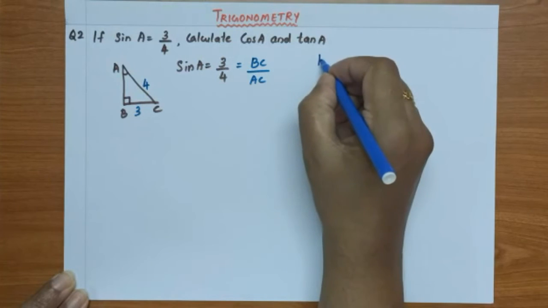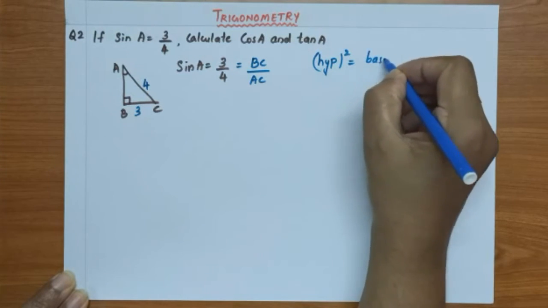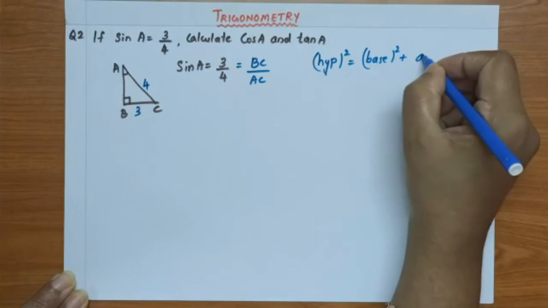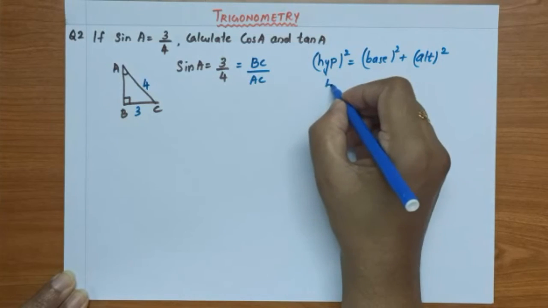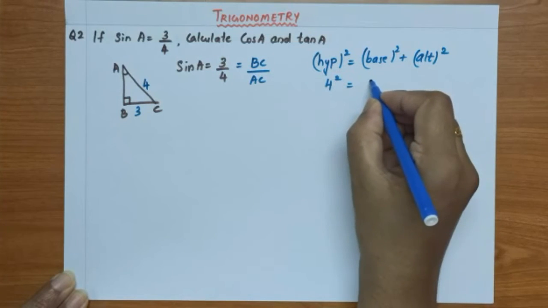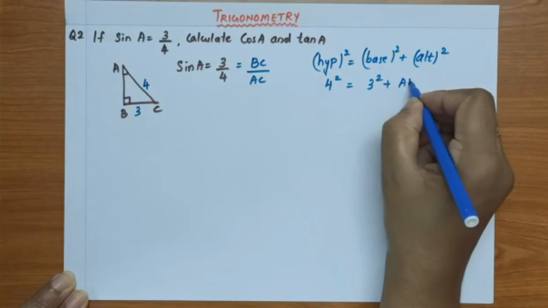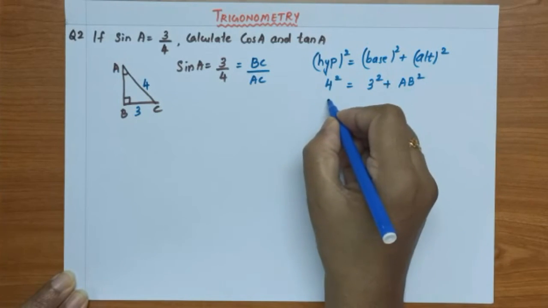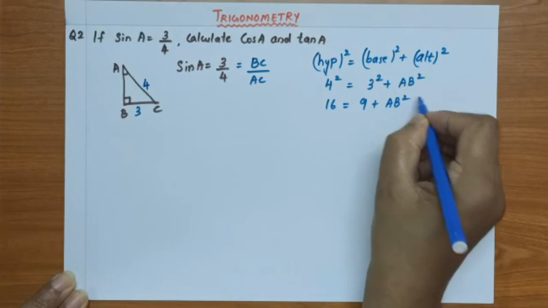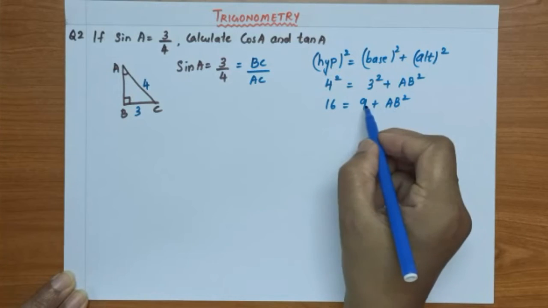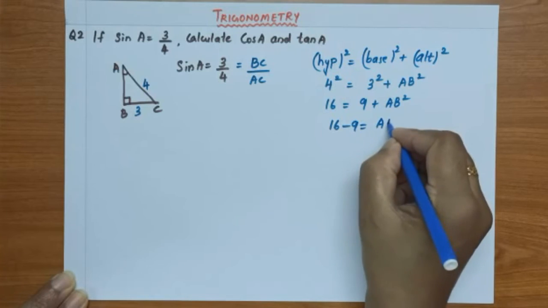So for finding adjacent side, we can use Pythagoras theorem. That is hypotenuse square equal to base square plus altitude square. So hypotenuse is 4. So 4 square equal to base, it is 3 square plus altitude, it is AB square. So 4 4s are 16 equal to 9 plus AB square. So for finding the value of AB, we can take this 9 into another side. So 16 minus 9 equal to AB square.